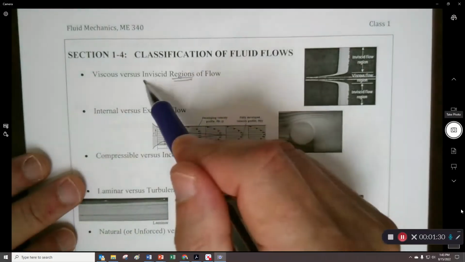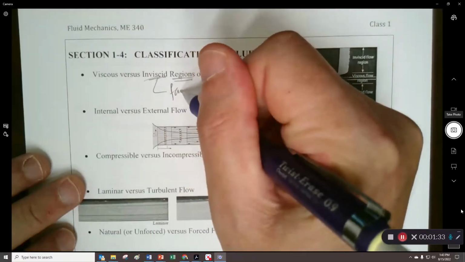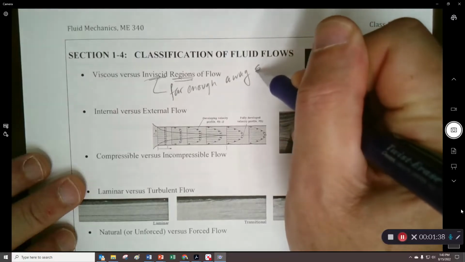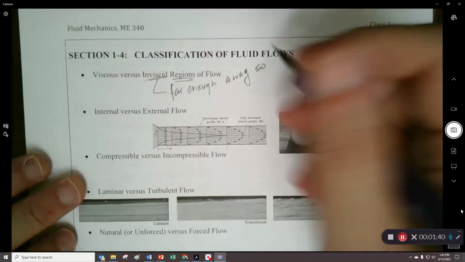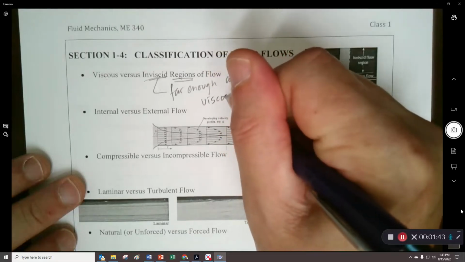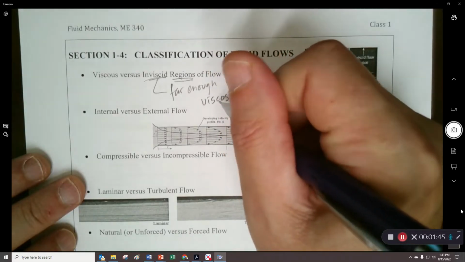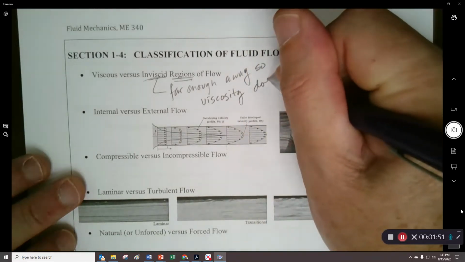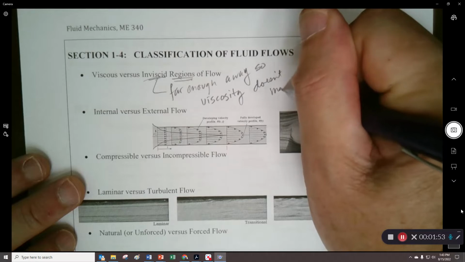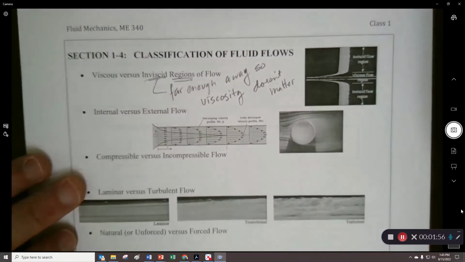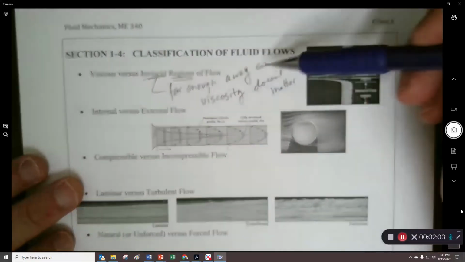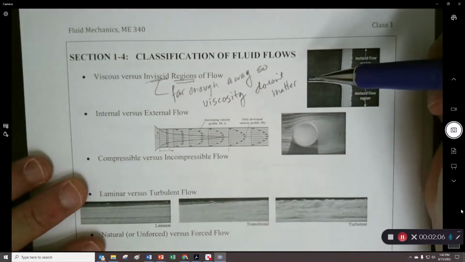So if the inviscid region is far enough away, viscosity doesn't matter. And this is how I would expect you to use these notes in class, right? I might not write this down, but you would write this down. That's what I'm trying to get to here.